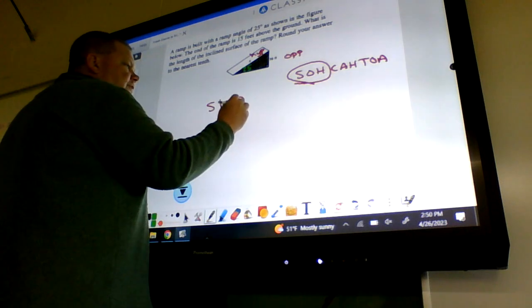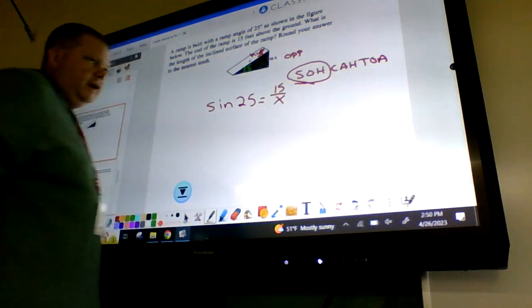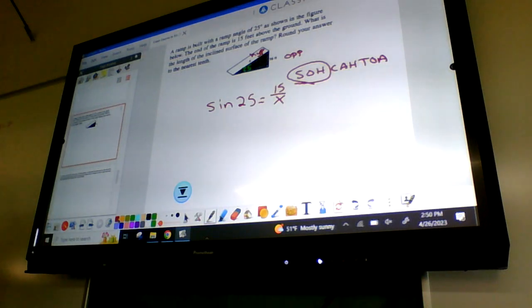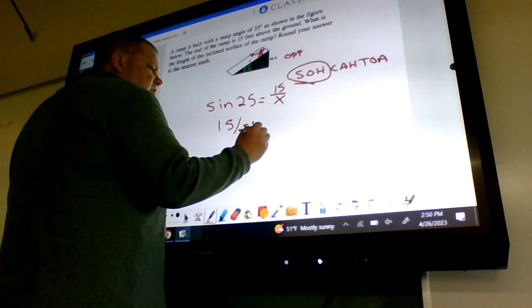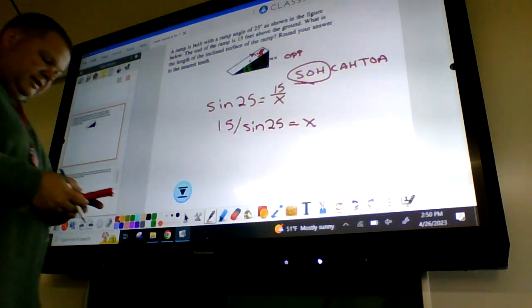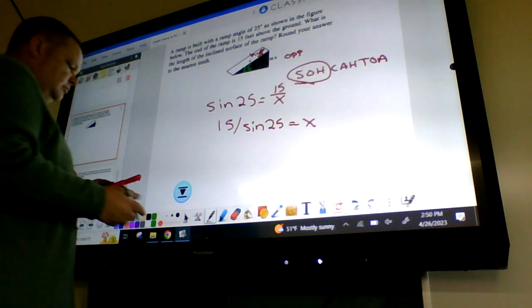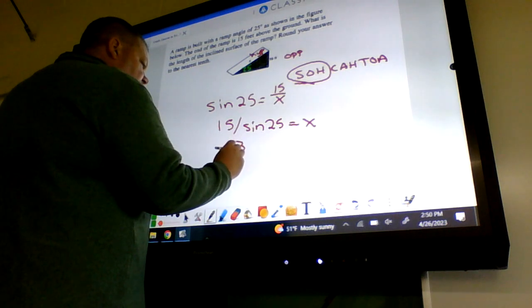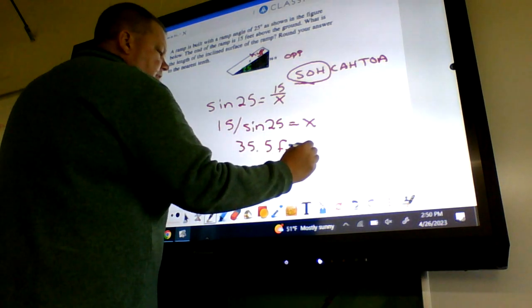So the sine of 25 is equal to 15 over x. Now, because our number is on top, what we're going to do is divide by the trig ratio. So when we go to solve this on our calculator, we're going to take 15 divided by the sine of 25. And that will give us our value for x. And that should give us a ramp of 35.5 feet. We round to the nearest tenth.